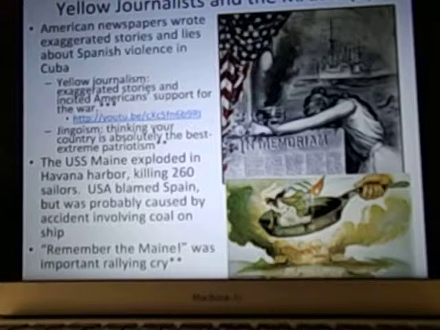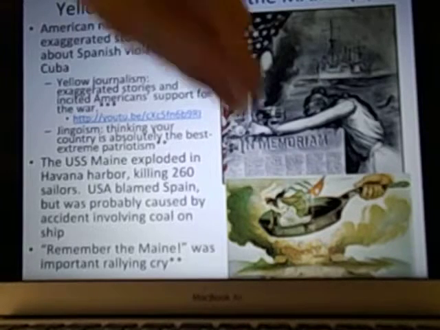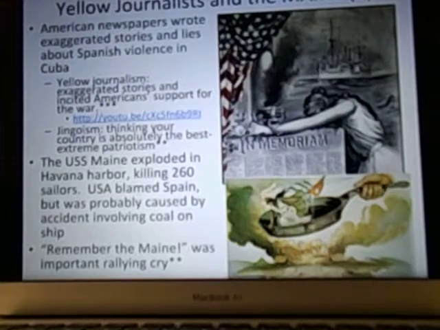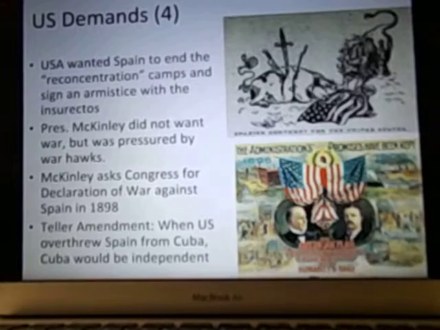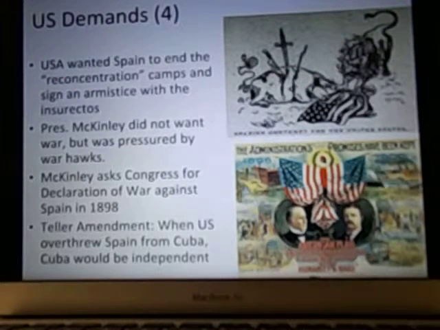The war effort was greatly helped by the yellow journalism of American newspapers, this exaggeration of everything. Spain was made to look like a horrible, awful country. The problems that the people in Cuba experienced as a result of Spanish rule were exaggerated, and yellow journalism sold a lot of newspapers, but it wasn't always true. This is what the U.S. wanted from Spain: an end to the reconcentration camps, in which Spain had been putting people in Cuba into concentration camps to oppose them.